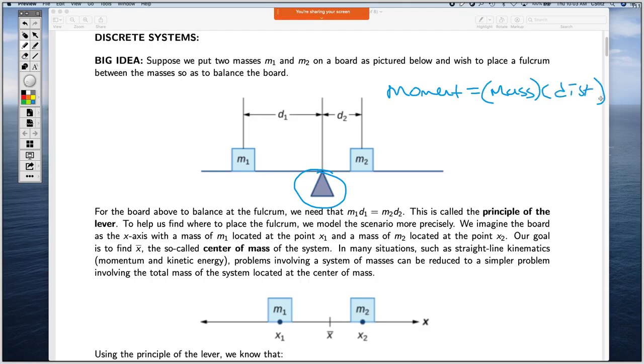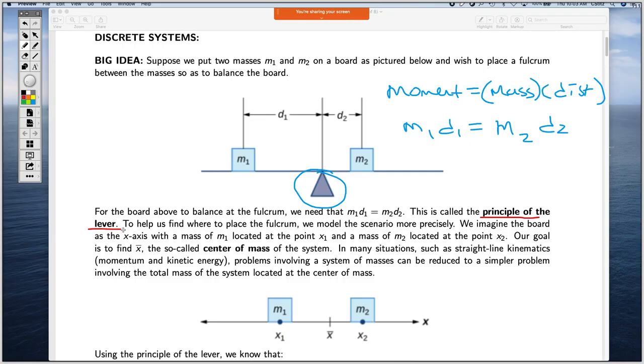All right. And so the principle of the lever states that in order for this to be balanced, the moment here from M1 has to equal the moment from M2. So the moment from M1 would be M1 D1, and that's got to be the moment for the other mass, M2 D2. And that's the principle of the lever. So this goes back to like Archimedes. Archimedes had a quote, "Give me a lever arm long enough and I'll be able to lift the world." Okay.